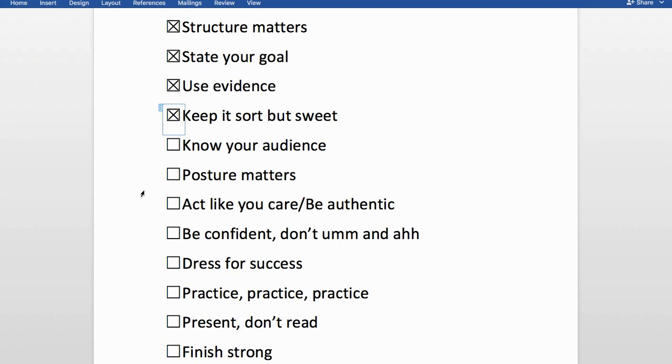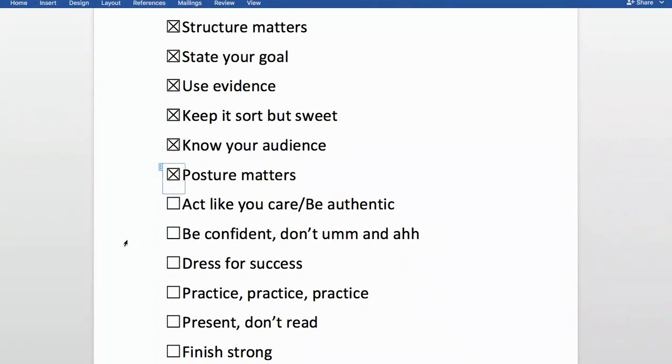Knowing your audience. So my audience is you. And so having to give a speech on camera is a little more difficult than giving it to actual people. So I tried to make eye contact with the camera as much as possible so that I was addressing you as the audience, so you could see that I was speaking to you. Posture matters. I didn't cross my arms. I didn't stick my hands in my pocket. I stood straight, and I made sure that when I was giving my speech, I was giving it in a professional manner.